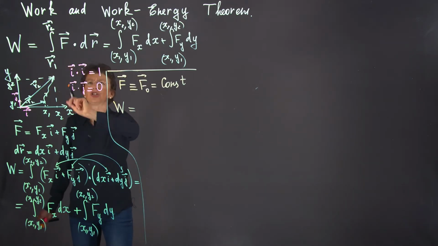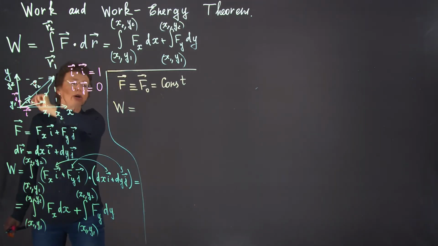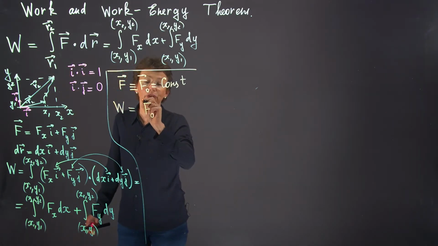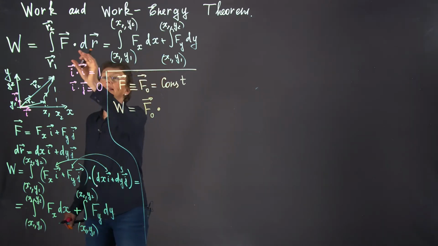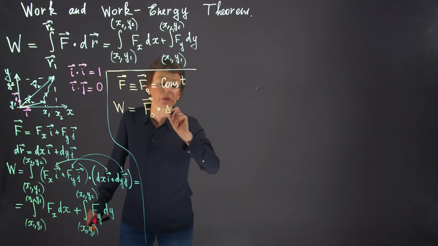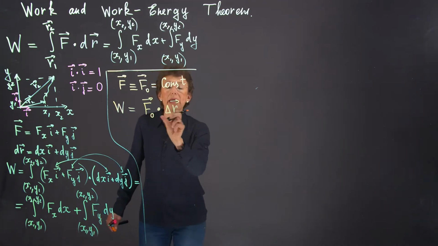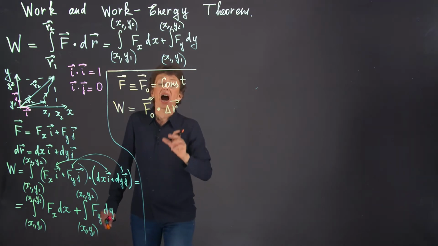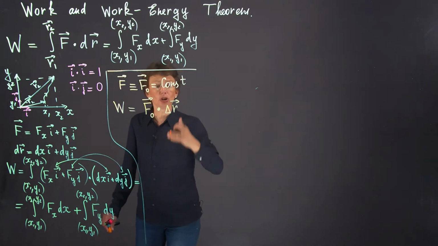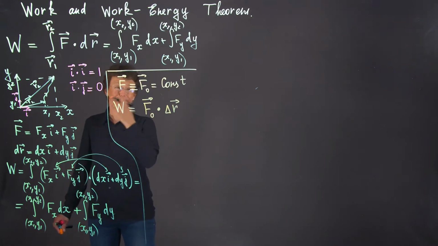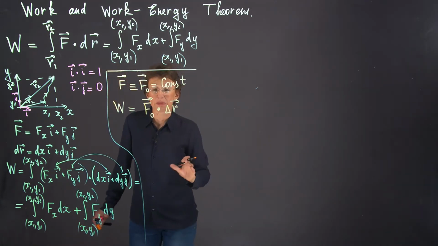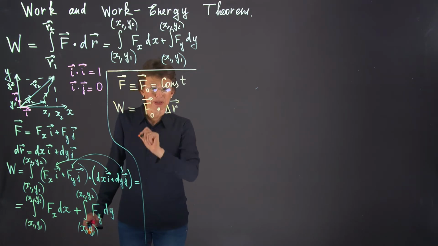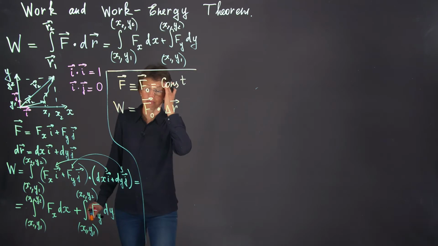I use my definition, force is constant. I take it out of this integral. What will I get? I will get F naught dot integral dr. This is displacement. I will call it dr. In many books, the displacement is called d with a vector. I will call it dr for us not to mix this d, which is differential, with the displacement. So this is our new formula for work that we knew before, probably.